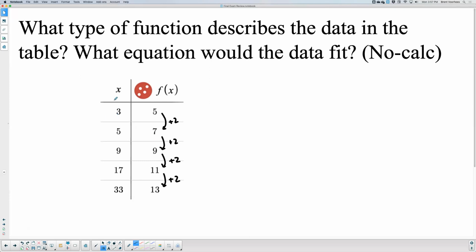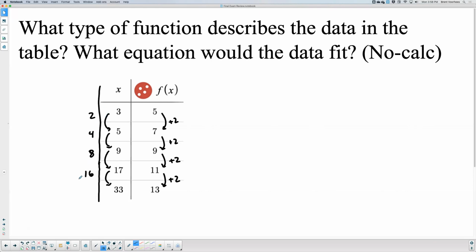But notice over here, that's not doing it right, and it's not multiplying. I can't say 3 times 2 is 5. That's not true. And 5 times 2 isn't 9. That doesn't work. So what I'm going to do is come up with an AROC column here, and say, well, what's changing to get from 3 to 5? Well, it's increasing by 2. What about from 5 to 9? I'm increasing by 4. From 9 to 17, I'm increasing by 8. And finally, 17 to 33, I increase by 16.